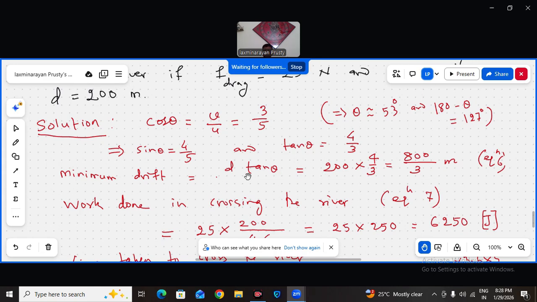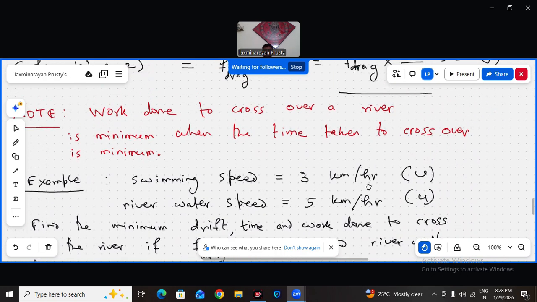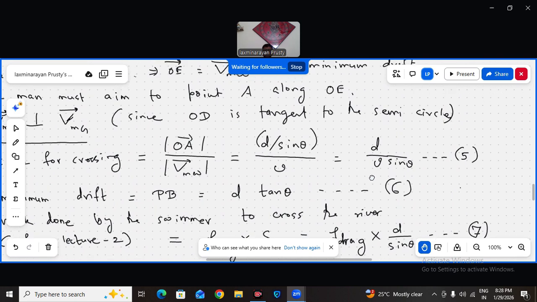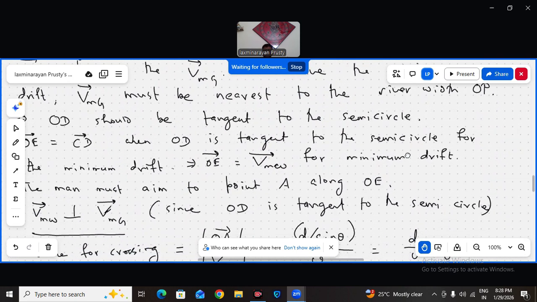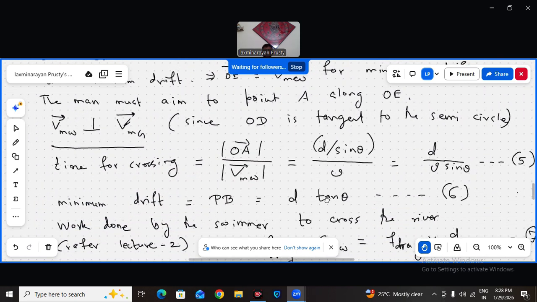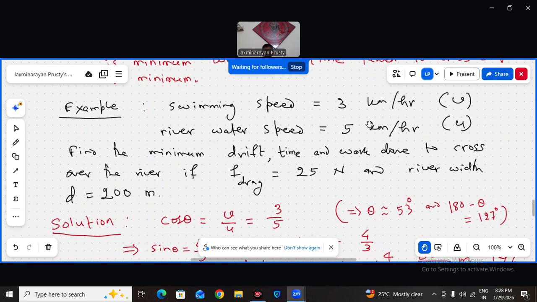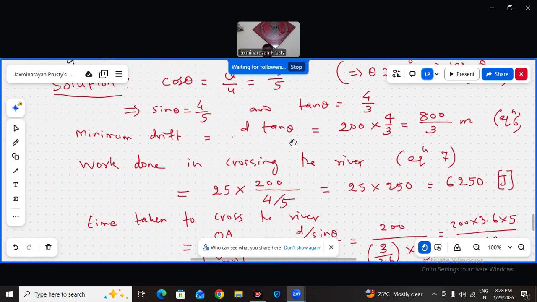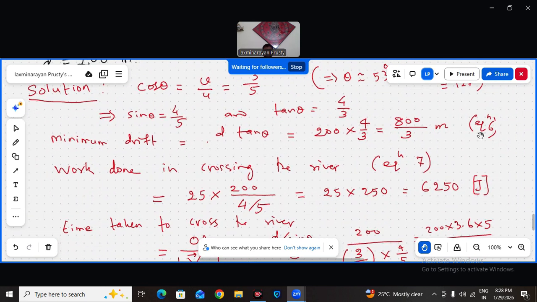So the minimum drift, D tan theta, I have already found out. Where is the minimum drift? Minimum drift is D tan theta, equation 6. Use this. D tan theta, equation 6. So that is 200 meters, tan theta is 4 by 3. So 800 by 3 meters, about 267 meters will be the minimum drift. Any other orientation in which his body swims, it will be more than this.